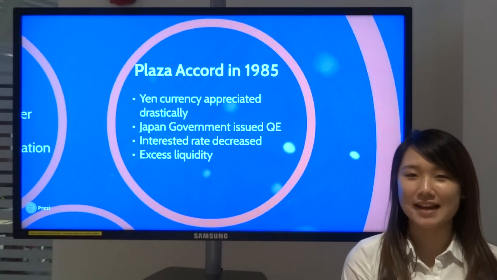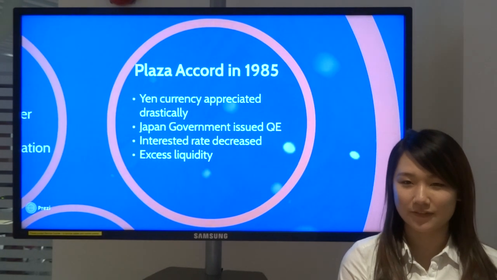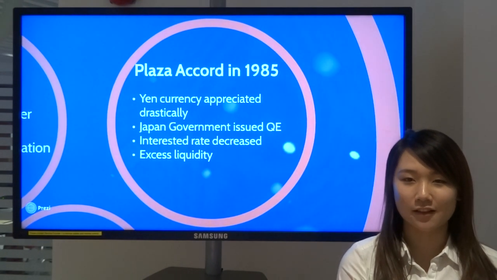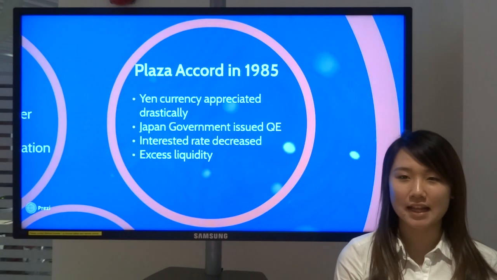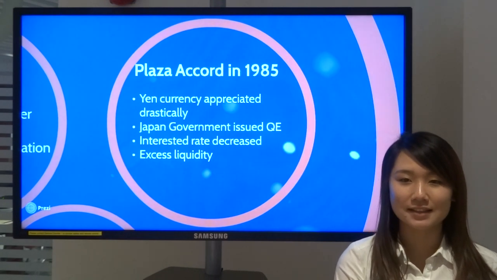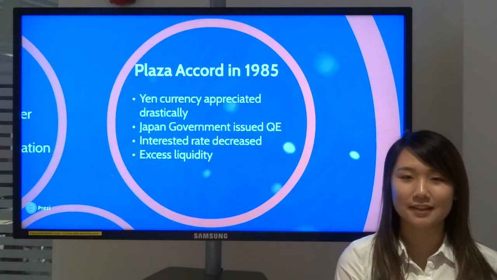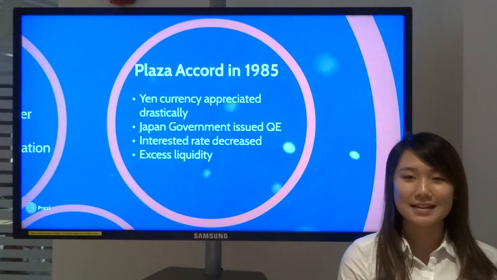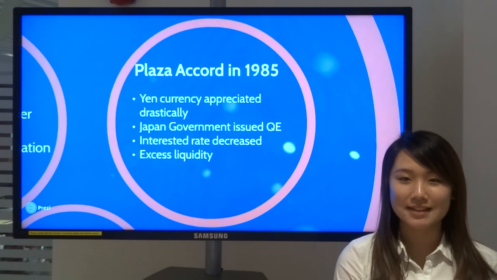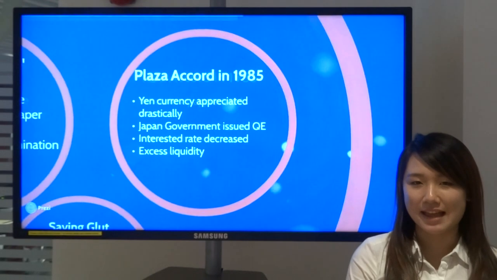The Plaza Accord in 1985, which intended to alleviate the problem of the exorbitant US dollar exchange rate, caused the yen to appreciate against other currencies. The Japanese government issued quantitative easing to compensate for the loss of the export industry. As the interest rate was lowered, excess liquidity in the banking system emerged. Foreign investors invested in the Japanese yen.